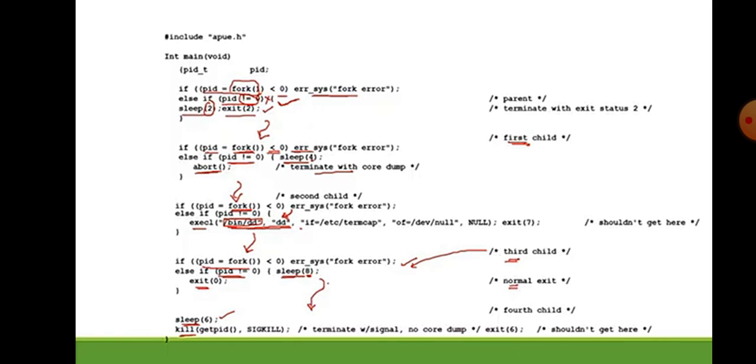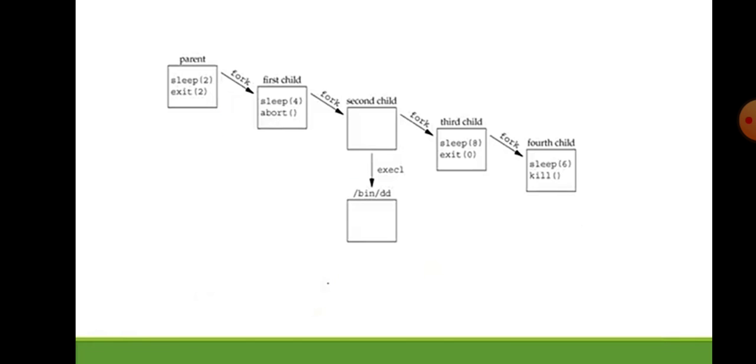Now let us examine this and try to understand how the child processes are created. This is the process structure for the program we just saw. Initially the parent process forks the first child process, and it is made to sleep for 2 units of time, then exits with the exit status 2. The first child again forks another child process, and it is aborted using the abort system call, and the time passed here is 4, right?